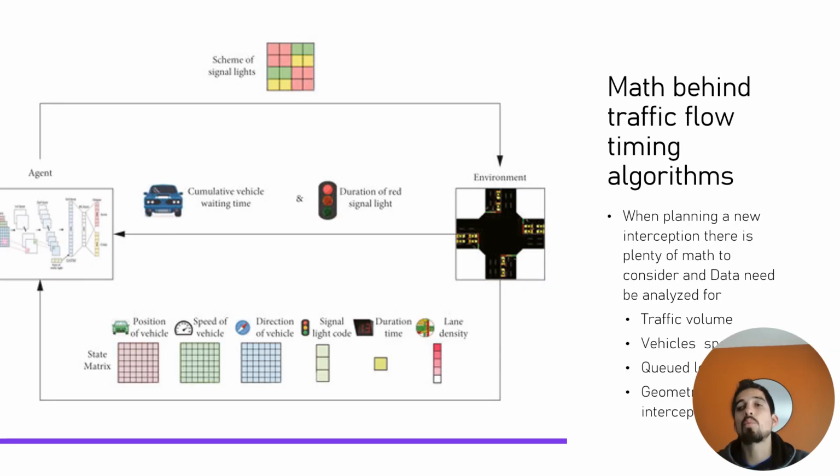Just a little bit of the math behind what happens and the algorithms that take place during the planning of a new traffic signal. As you see here, these are the many different variables. We've got the position of a vehicle, the speed of a vehicle, the duration of the vehicle waiting, signal light codes, duration time, and lane density, how long that queue line might be. A lot of these things all come into factors. There's so many different variables. When planning a new intersection, there's plenty of math to be considered. A lot of data needs to be analyzed in order for traffic to flow smoothly.